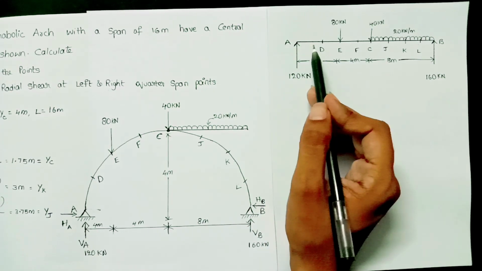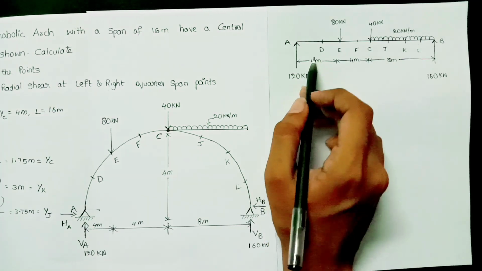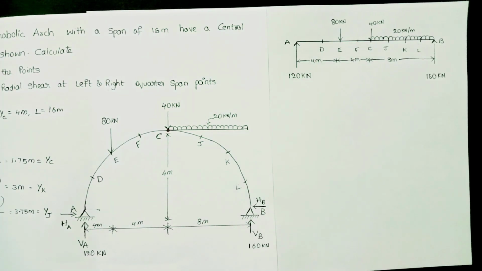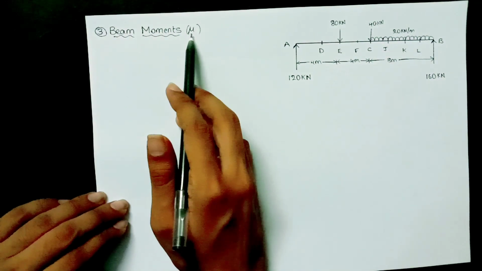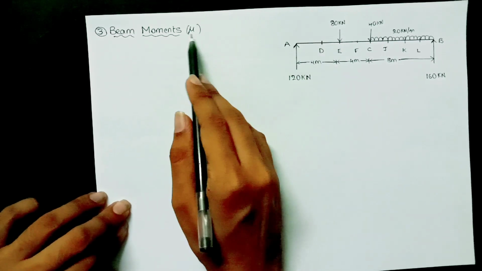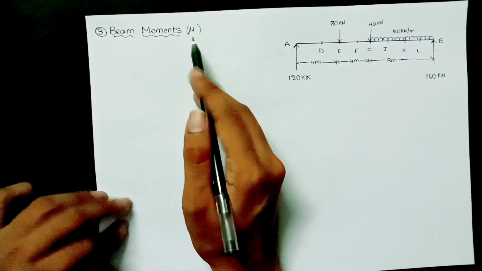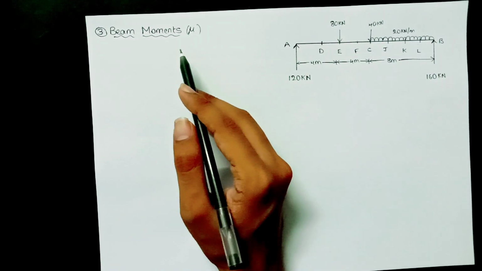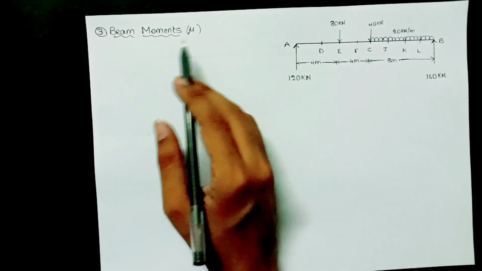We know that moment is the product of force and perpendicular distance, so we have to multiply the force with the perpendicular distance. I am denoting the beam moments as mu. For example, if I am calculating the moment at D, I will write mu D; at E, it is mu E. You can use any other letter as per your convenience. I am taking mu as the symbol for beam moments.